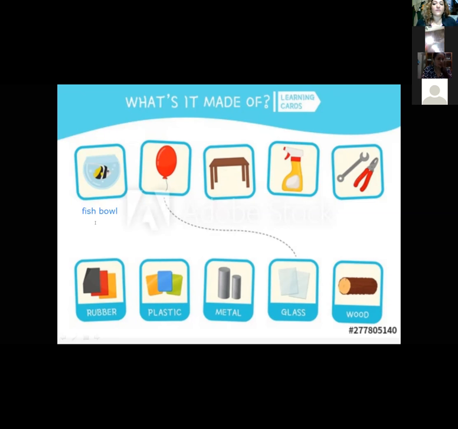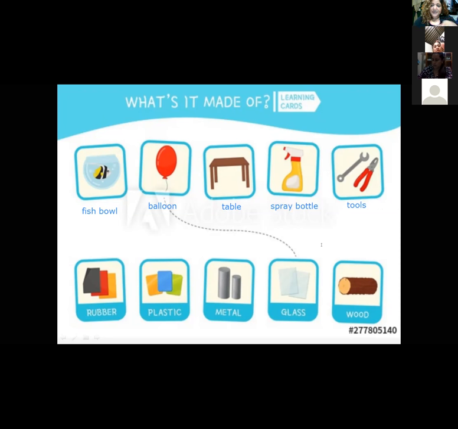Very good. What about the next object? What's the name? Balloon. Yeah, very good. This is a balloon. When you have parties with your children or your little sobrinos, nephews, or nieces, you decorate with balloons. What about the next object? Table. A table. Nice. What about the next object? Spray. This is a spray bottle. And the last one? Tools. Perfect.